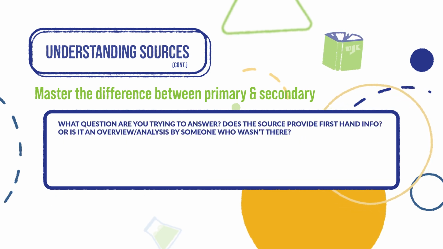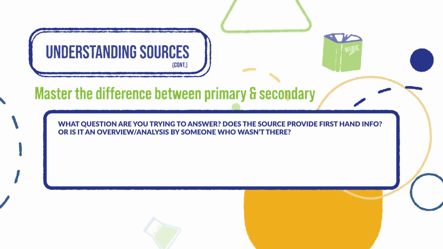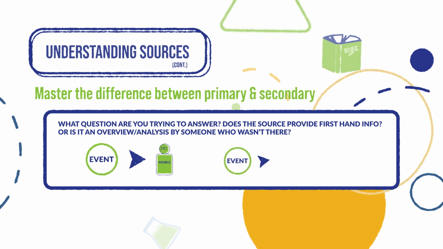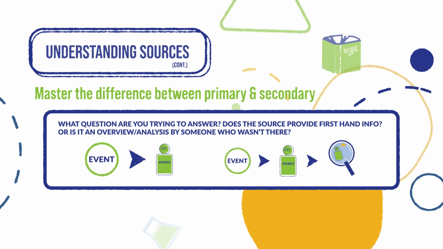When you're trying to decide whether something is a primary or secondary source, think about the question that you're trying to answer. Does this information provide first-hand information, or does it give an overview or an analysis of someone who was not present?